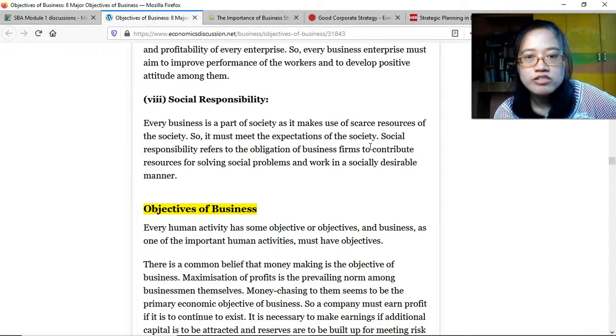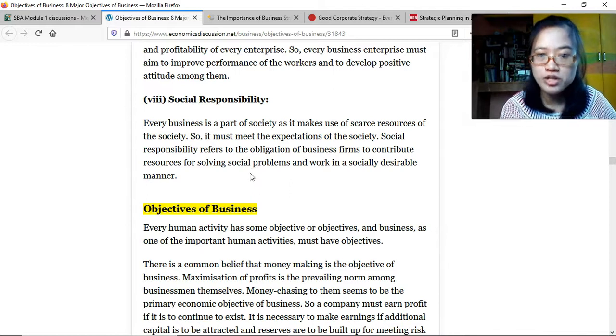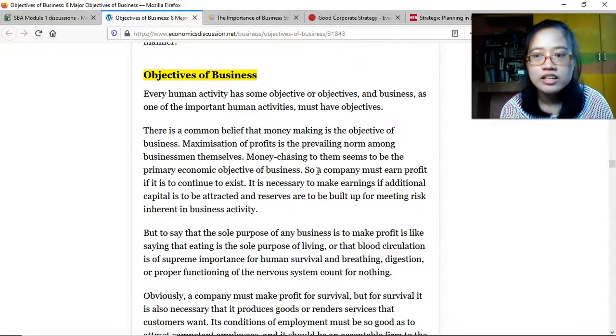Social responsibility, okay. Meet the expectations of the society. Social responsibility refers to the obligation of the business firms to contribute resources for solving social problems and work in a socially desirable manner. Okay?